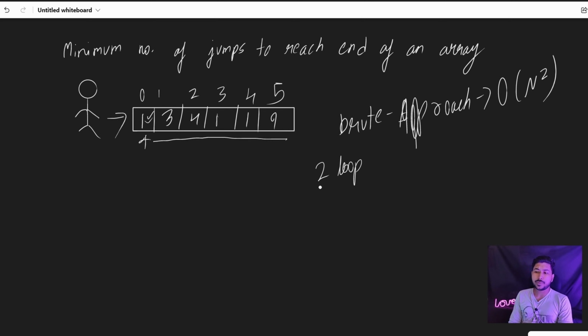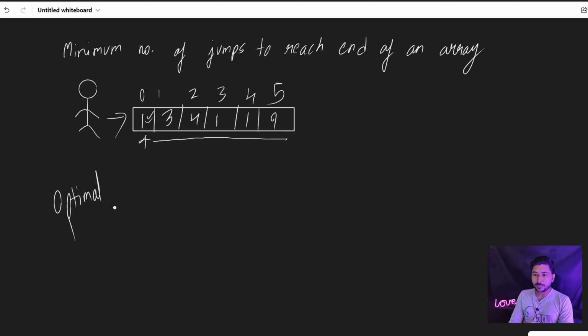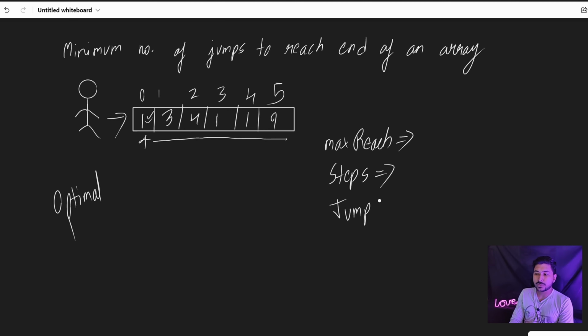So what will be the optimal approach? Let's discuss the optimal approach here. So the optimal approach says that you need to traverse this array, and you have to actually have two variables. That is max reach, meaning from start where you can reach, that is the maximum reach you can have. Second is the number of steps remaining while going after it. And there should be one more variable where you have to store the jumps, how many jumps you have done. So total three variables you should have.